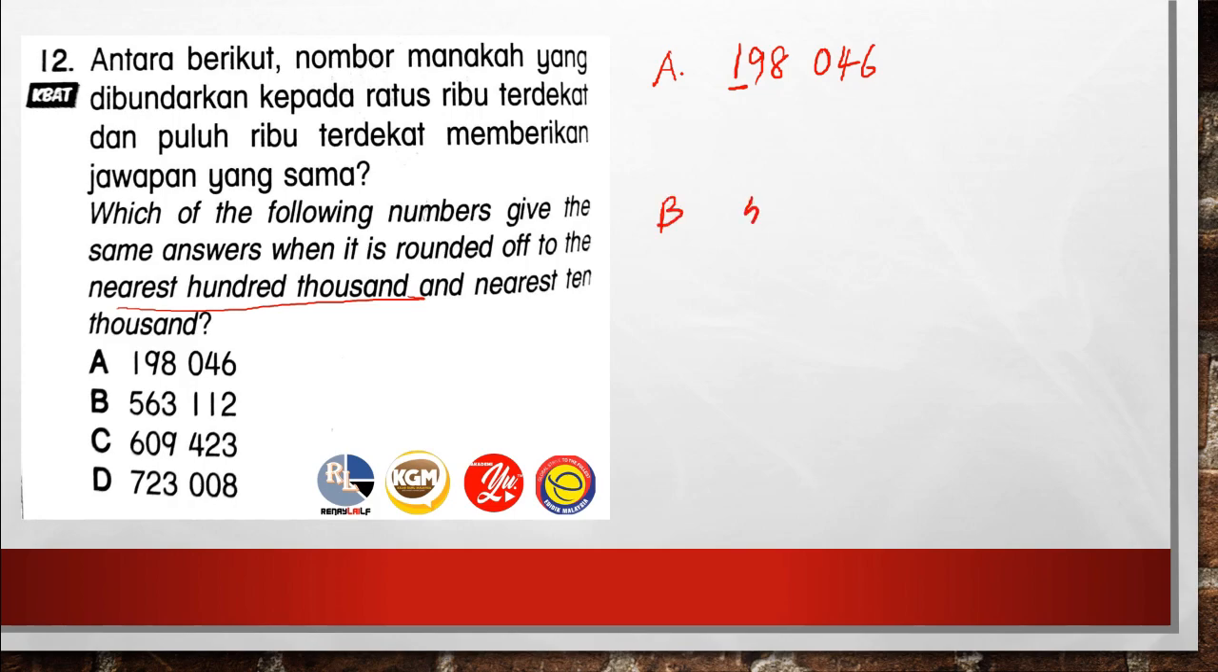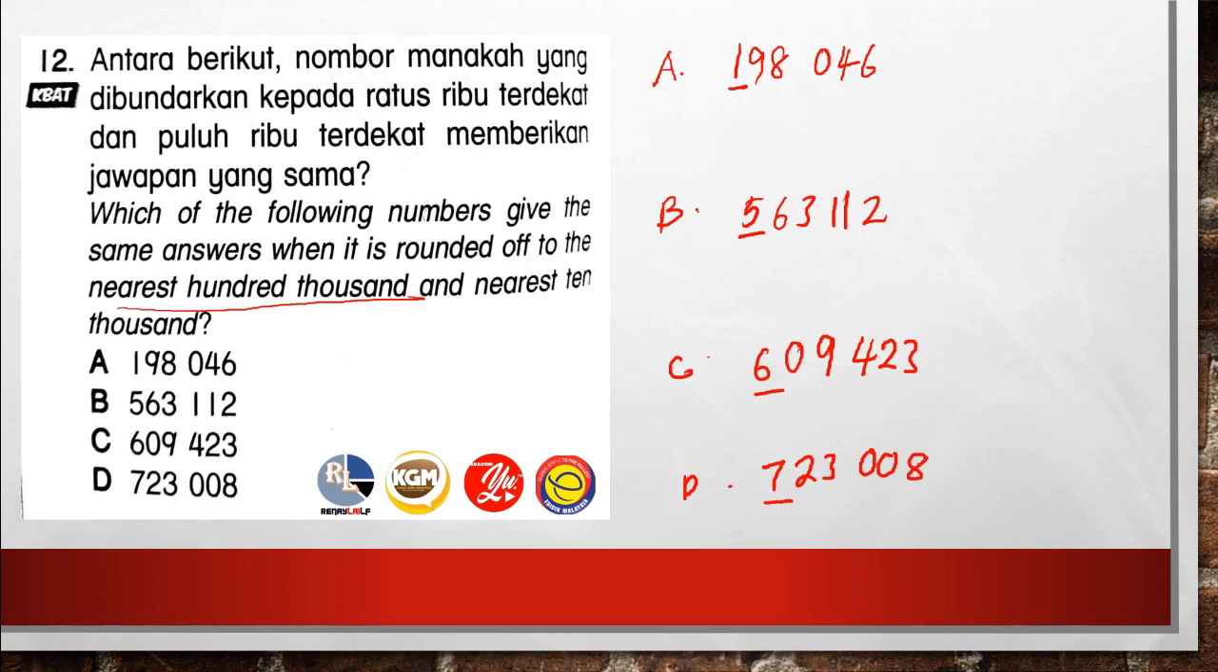All right, B. 563,112. 5 is at the place value of 100,000s. Look at C. 609,423. 6 is at the place of 100,000s. D. 723,008. 7 is at the place of 100,000s. Okay, let's do the answer at the bottom.